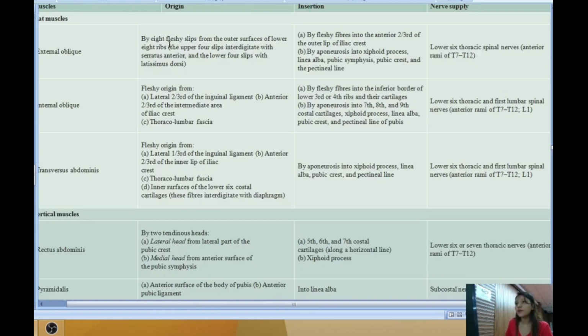Then we come to the origin: from the 8 fleshy slips of the outer surface of the lower 8 ribs. The upper 4 slips interdigitate with the serratus anterior and the lower 4 slips with the latissimus dorsi. Insertion is into the anterior 2/3 of the outer lip of the iliac crest and also into the xiphoid process, linea alba, pubic symphysis, all the midline structures. Nerve supply will be T7 to T12.